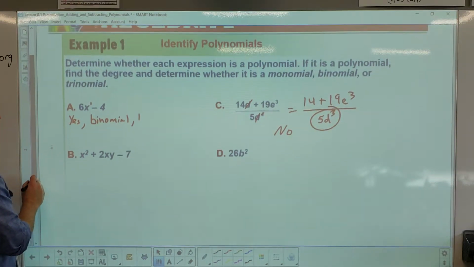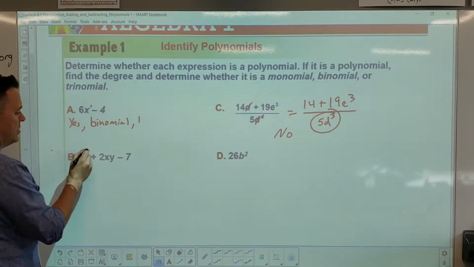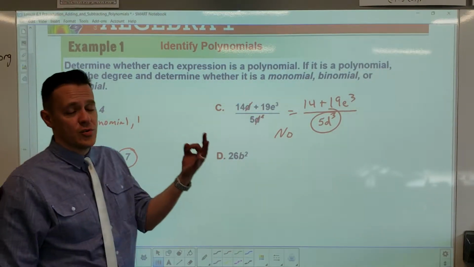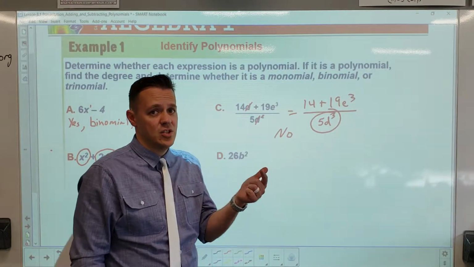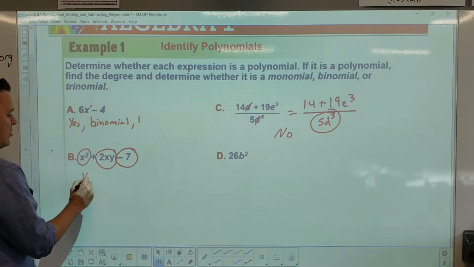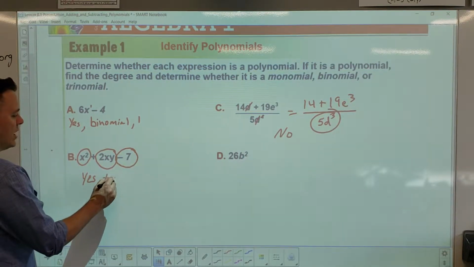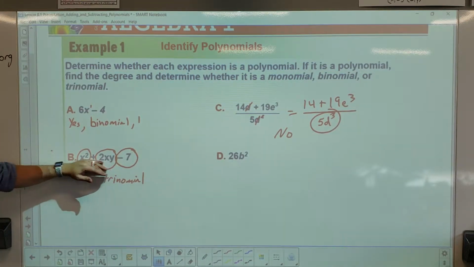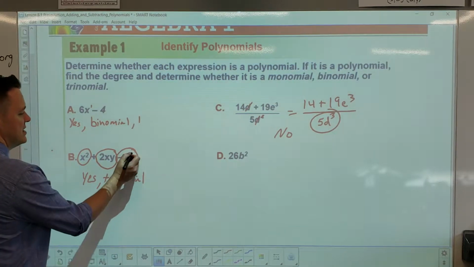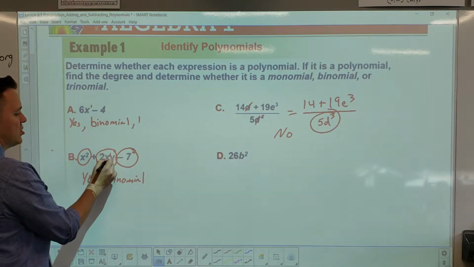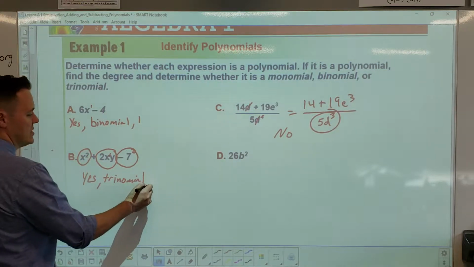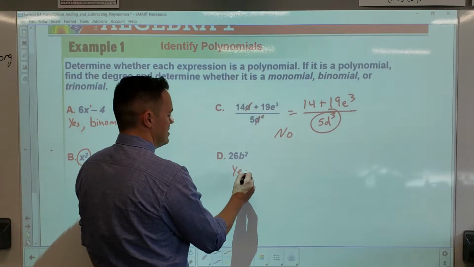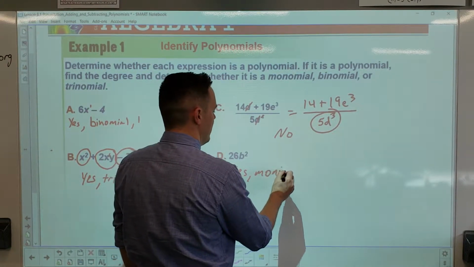Number B. So how many monomials do you see here? So here's 1, here's 2, and here's 3. 3 different terms. So if there's 3, there's mono, which is 1, bi, which is 2. It's going to be a trinomial. So yes, this is a polynomial, and this is a trinomial. Okay? And then it asks, what is the highest degree? Well, if you're looking at this, what is the highest degree on here? Well, this is a 0 because basically there's nothing there. These are 1s. And then this is x squared. So what's the highest degree? It's 2. And then is this a monomial? The answer is yes. This is a monomial because it's 1 term by itself.